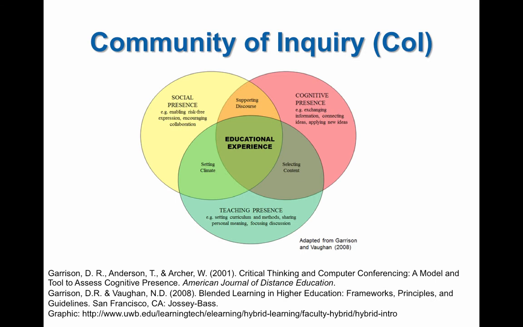The COI theoretical framework represents the process of creating a deep and meaningful learning experience through the development of these three interdependent elements. You've got social presence, which refers to the ability of learners to project their personal characteristics into the community through presenting themselves as real people. Then you've got cognitive presence, and this is the extent to which participants create meaning through sustained communication. And teaching presence, finally, refers to the design, the facilitation, and the direction of cognitive and social processes.